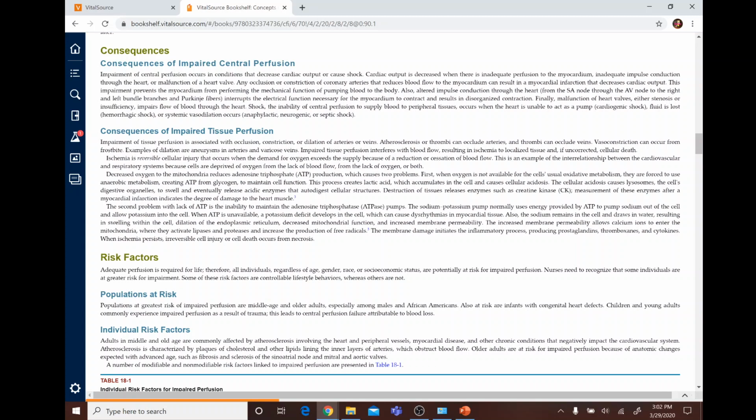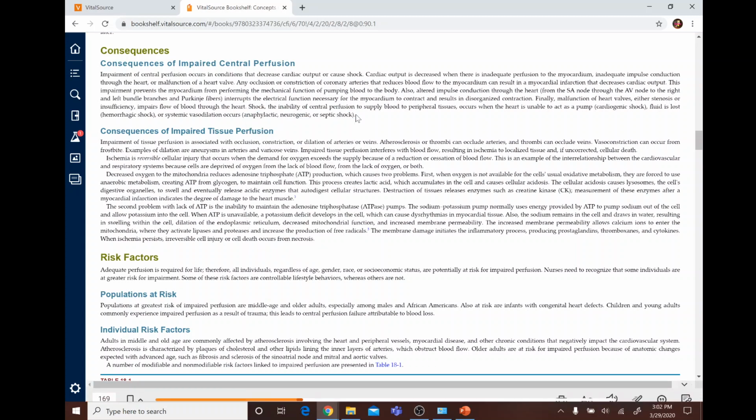And then shock, which is the inability of central perfusion to supply blood to peripheral tissues, occurs when the heart is unable to act as a pump. So that's cardiogenic shock. If fluid is lost, it's hemorrhagic shock, or systemic vasodilation occurs in the form of anaphylactic, neurogenic, or septic shock.